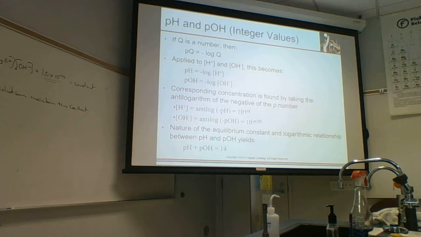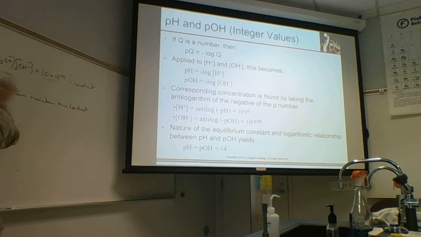And therefore, pH is equal to the negative log of the H plus, or the hydronium. The pOH is equal to the negative log of the hydroxide. And there's another one we could do, pKw, which would be the negative log of Kw. Kw is a constant at 25 degrees C, so this is equal to 14.00 at 25 degrees C.